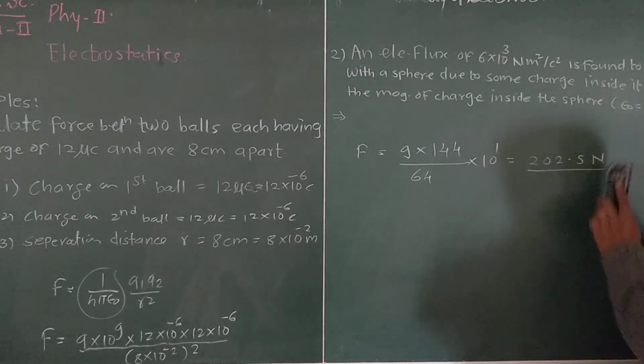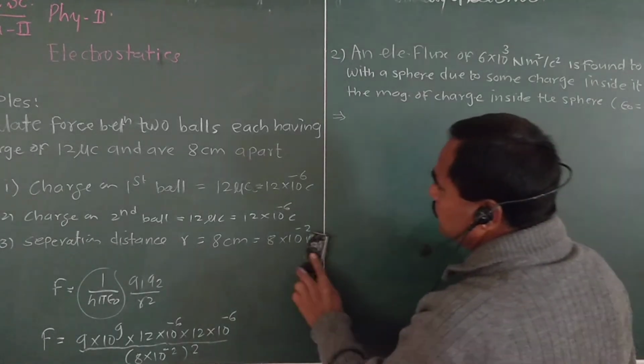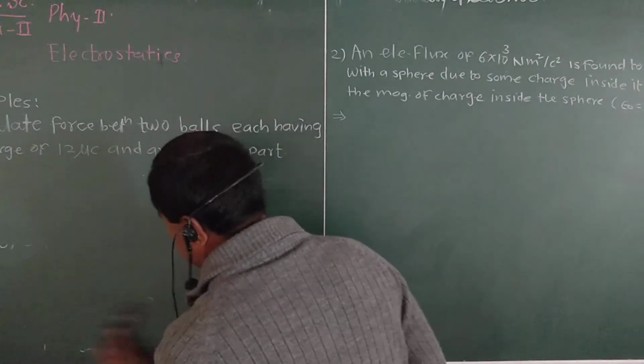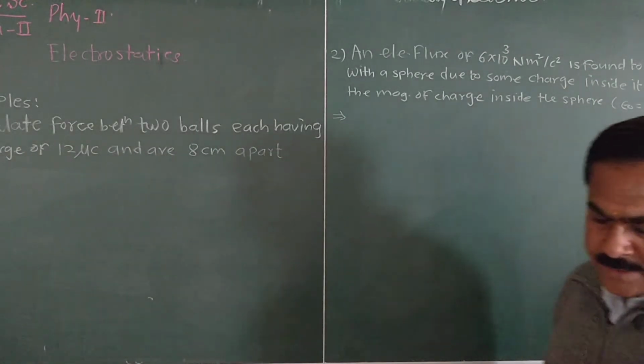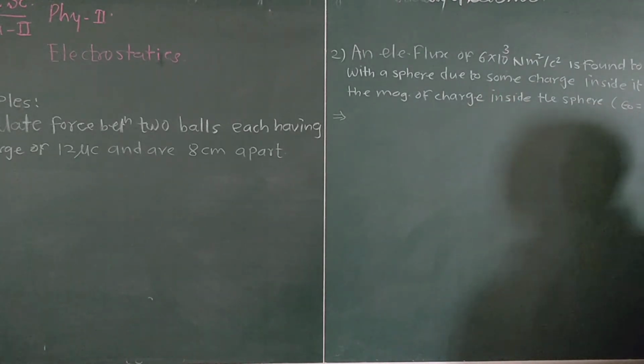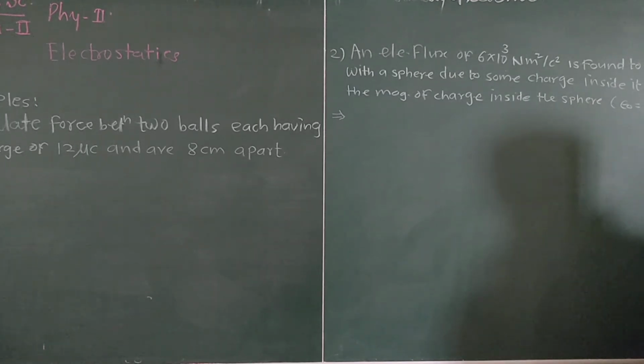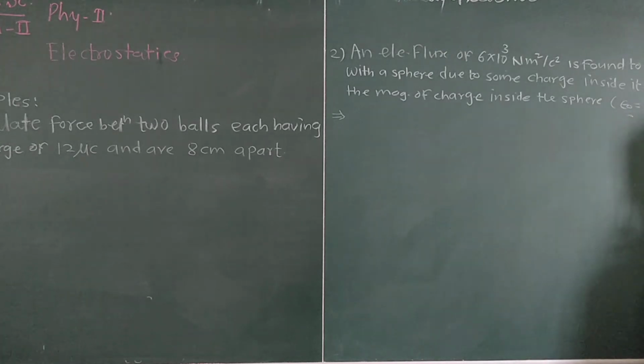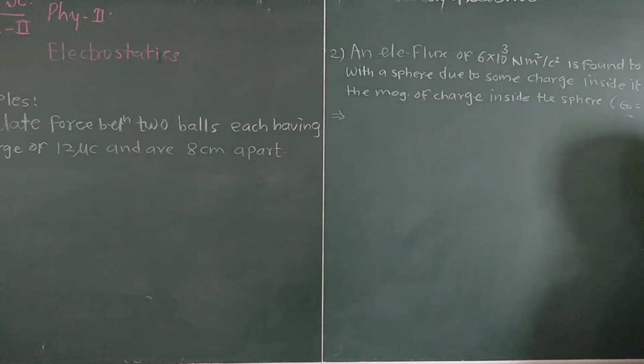Then we take the next example. An electric flux of 6 into 10 raised to 3 Newton meter square per coulomb is found to be leaked with a sphere due to some charge inside it. Then calculate the magnitude of charge inside the sphere, and the given quantity is epsilon naught equal to 8.85 into 10 raised to minus 12.